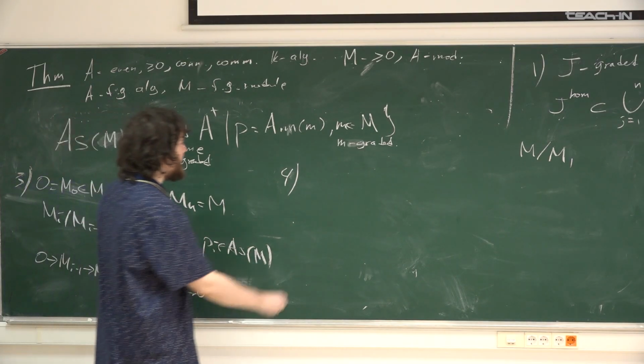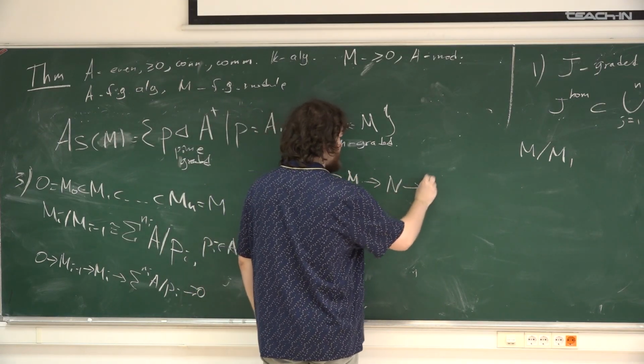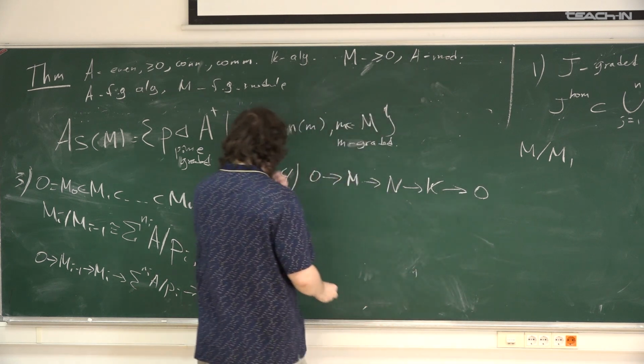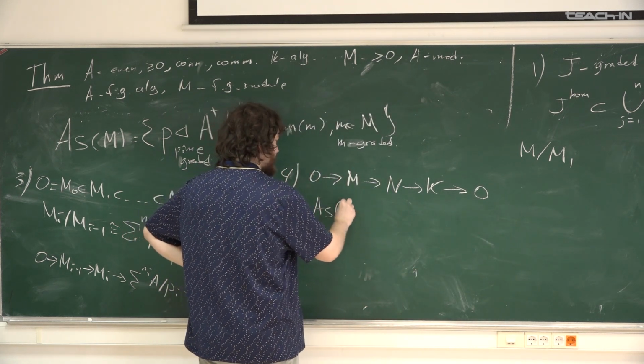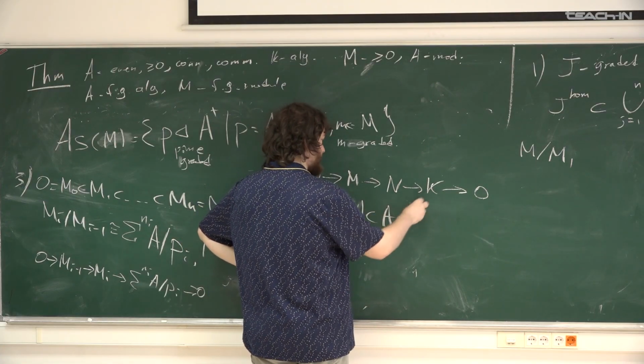The fourth step is just the following estimate: if I have a short exact sequence of modules, then the associated primes of N lie in the union of the associated primes of M and K.